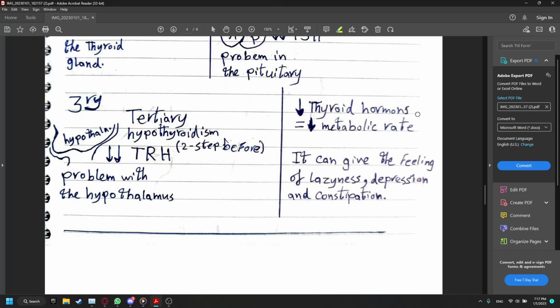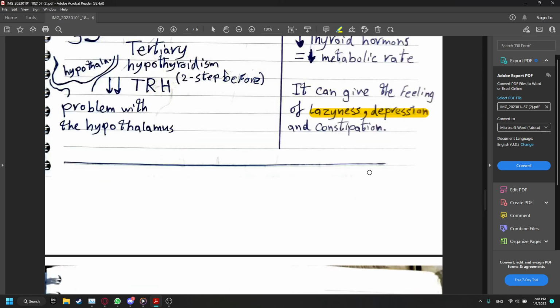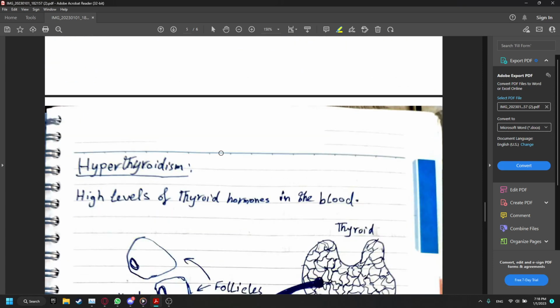So low thyroid hormones means low metabolic rate. A patient would be feeling lazy, depressed, slow, everything is so slow around them, and they would have constipation. Well, I don't know what that means honestly. Mainly they would be lazy, depressed, slow, hypoglycemic, and all of this.